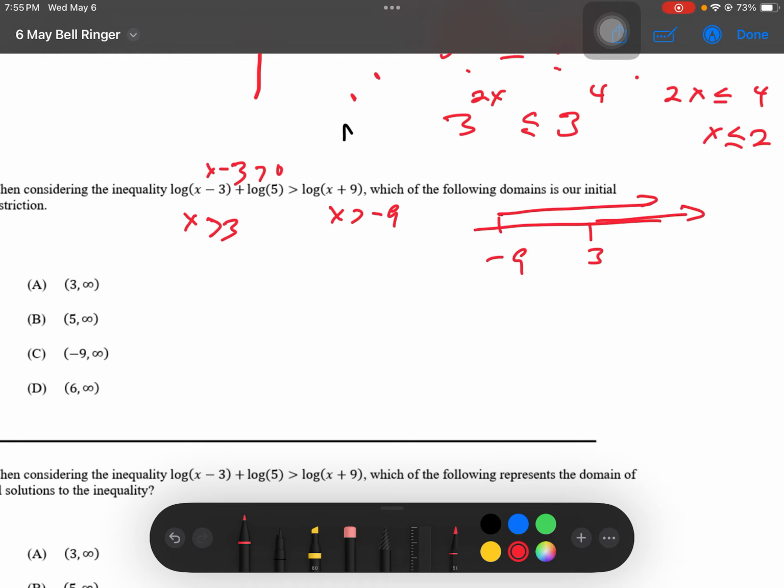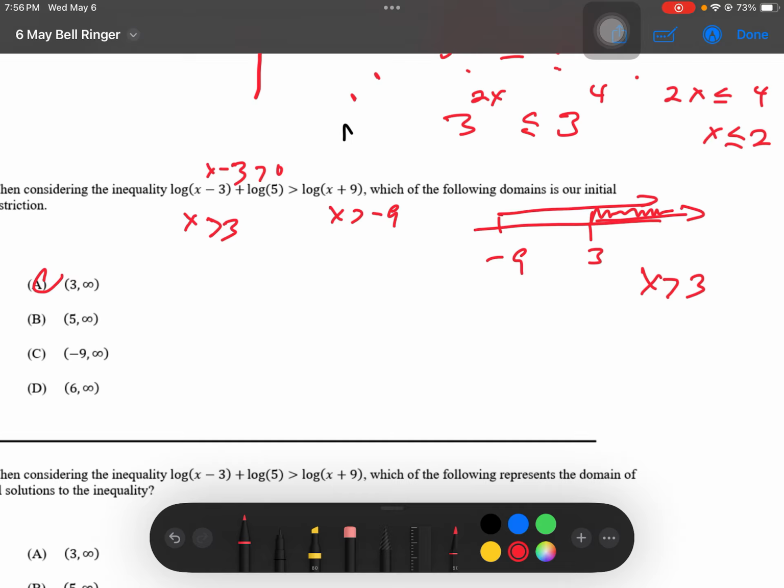So remember now, the restriction is going to be the shared domain where they have the same domain in common, right? So that's going to be x greater than 3. So the initial restriction is x is greater than 3. And that's what this part of the problem asks for. What is the initial restriction? Well, the answer is going to be A.